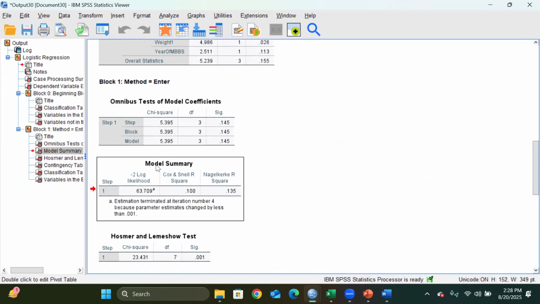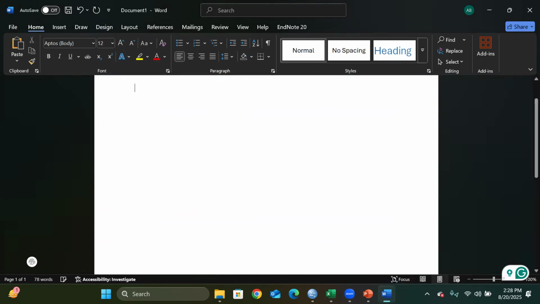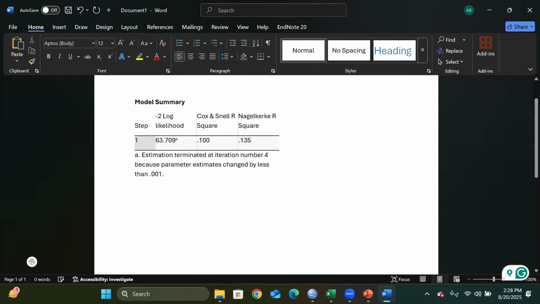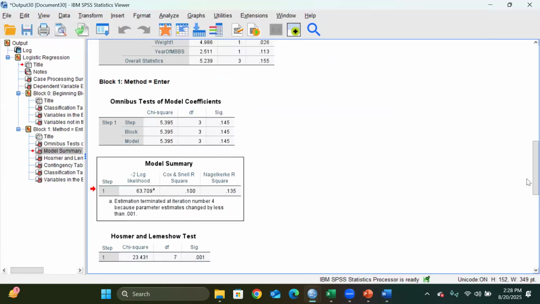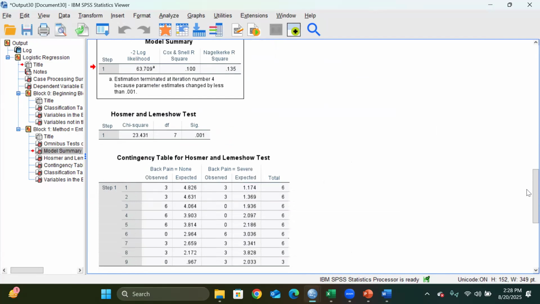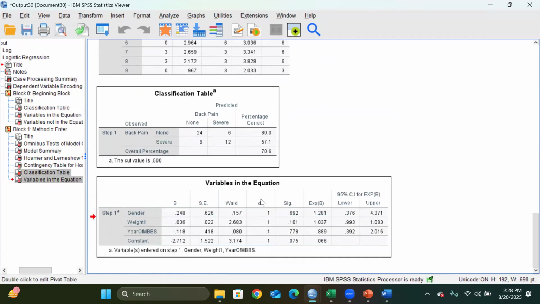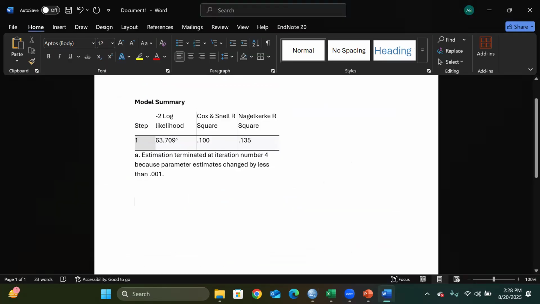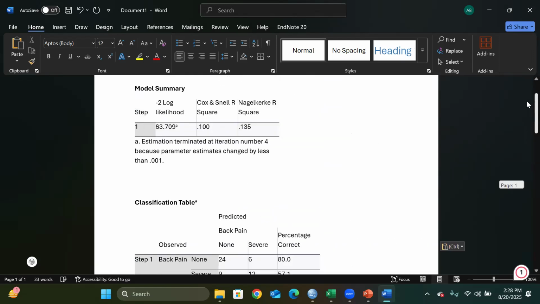Here, this one is important. I will copy it and paste it here. And now another thing is the classification table. That is important. The variables in the equation table, that is important. I will be copying them also and pasting them here because I need them to analyze my data.